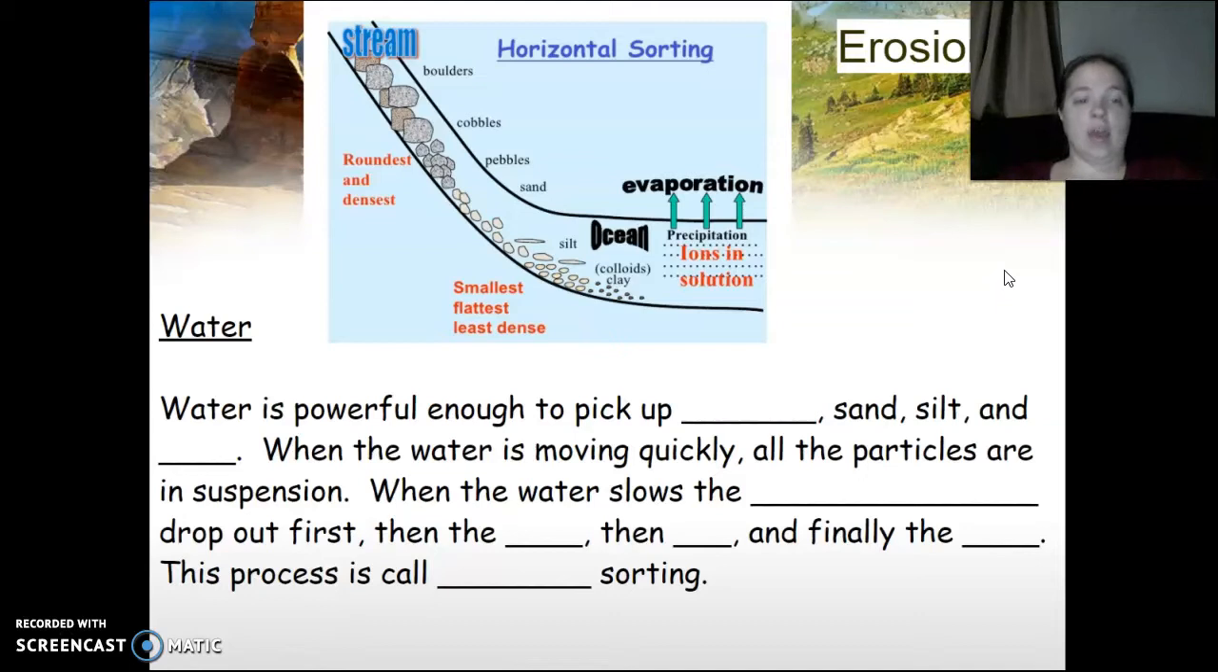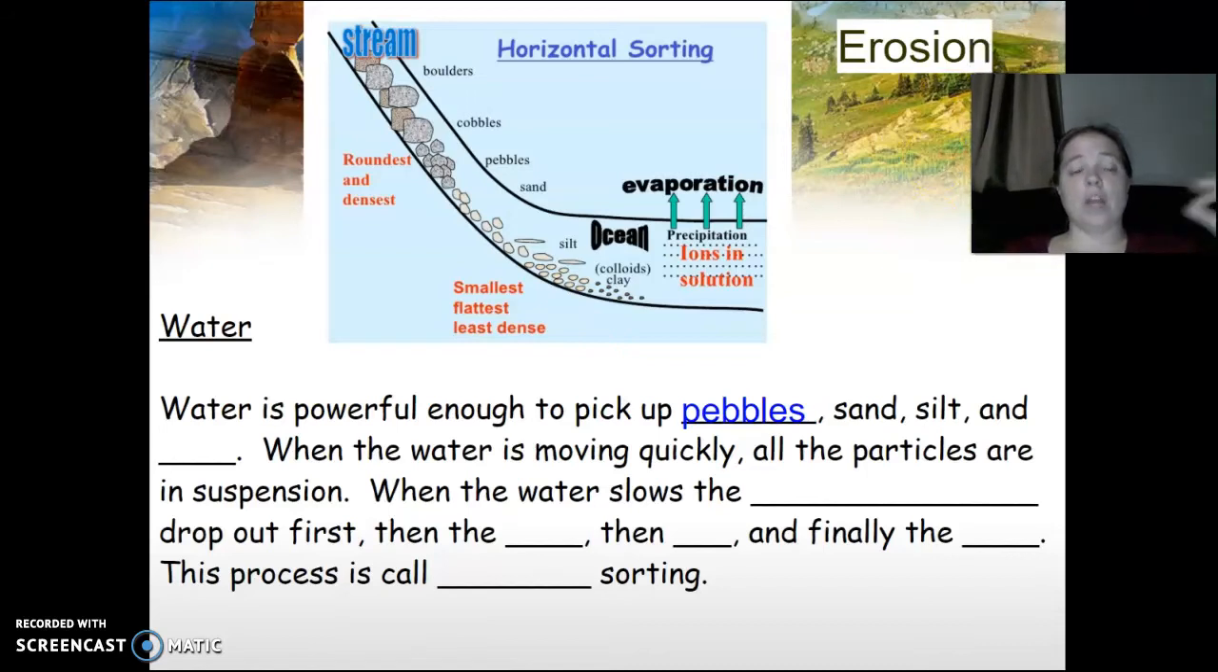All right, so now we're going to look at water. Water is powerful enough to pick up pebbles, sand, silt, and clay. Sometimes if it's going fast enough, it can pick up boulders, cobbles, pebbles, sand, silt, and clay. So it depends on how fast the body of water is going, the stream. Like Niagara Falls, if you've ever been there, it's got some pretty darn big boulders at the bottom, because when it gets flowing, it flows pretty darn fast, and it can carry that stuff along with it.